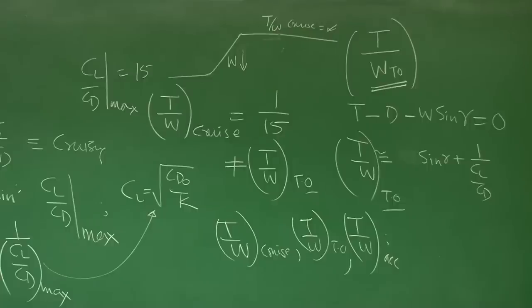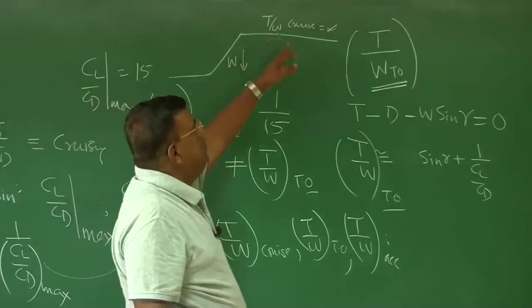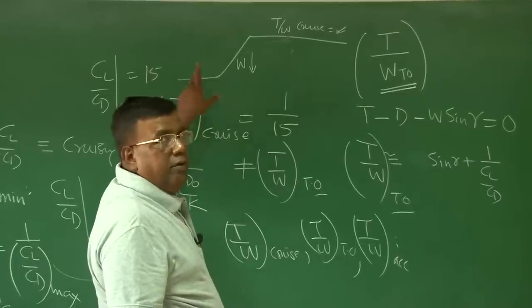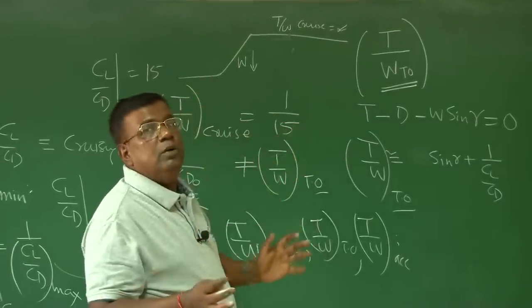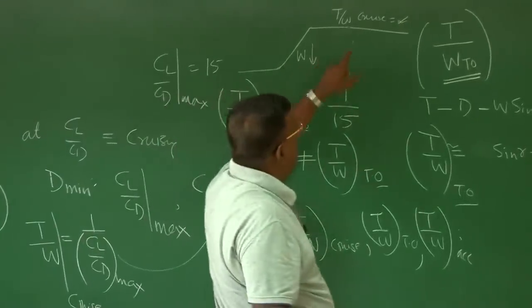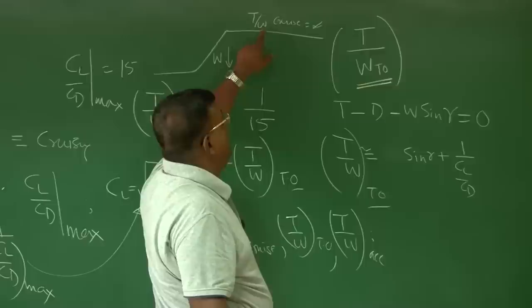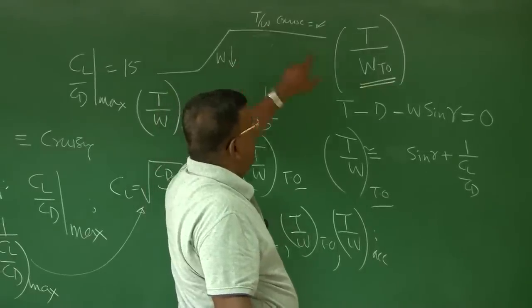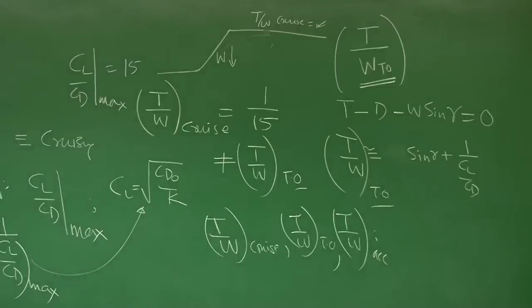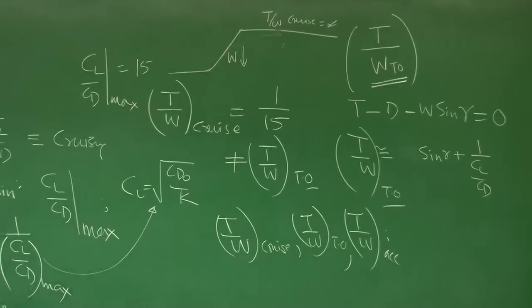The reason is very simple: if I say T by W cruise is some number, I know that that W is not W takeoff. But finally, as a designer, I want to know what is that W takeoff required. That is where I start. So it is always advisable to convert any number which is divided by W to W takeoff by appropriately adjusting the weight. Most of the cases it is because of fuel consumption, and that's not a very difficult task. We'll be doing that, there's a procedure for doing that. So this was one thing I thought I must share with you before you start using them.